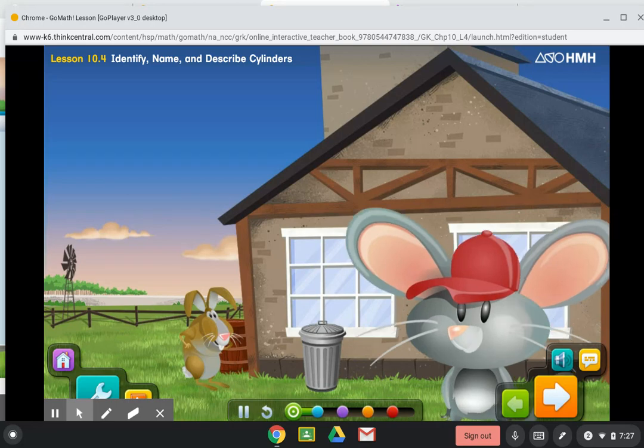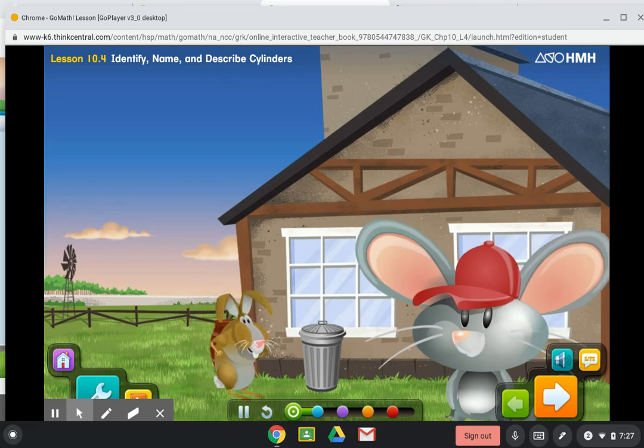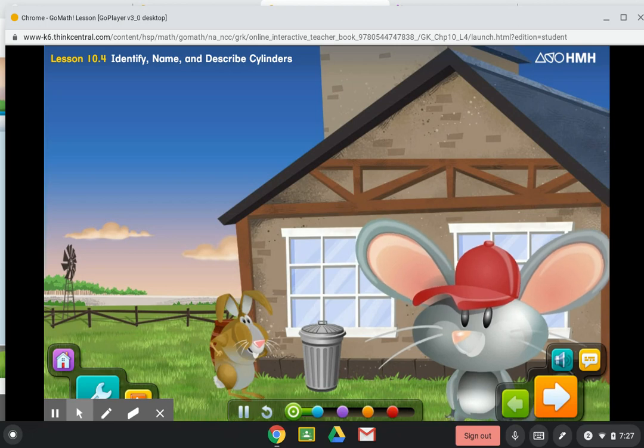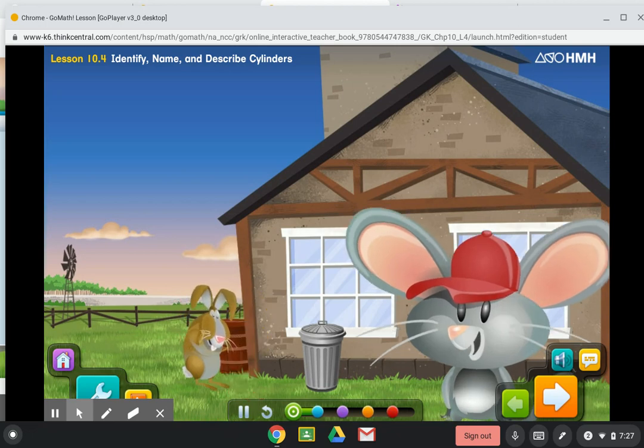Hi there! Rafferty and I were just talking about the shapes of things around the zoo. Like this trash can. It reminds me of another shape I've seen. Click the trash can to find out more.